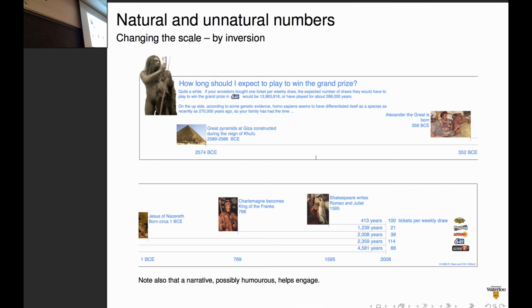there's some evidence that Homo sapiens had diverged, but your Neanderthal ancestor should have been buying one ticket a week every week for Lotto 649 to expect to win by 2008, or by now. So this kind of timeline, inverting it into something else, again with a narrative, you give people a chance of understanding their actual chance of winning.